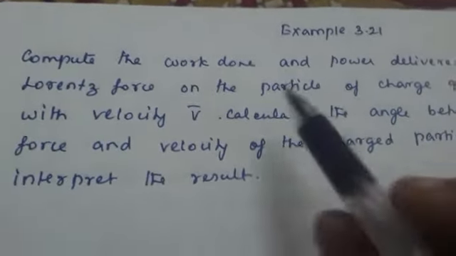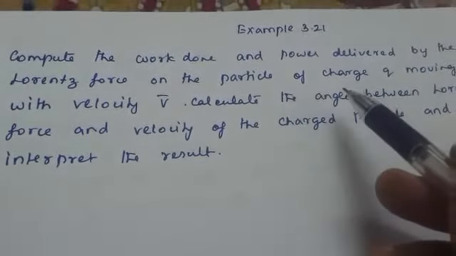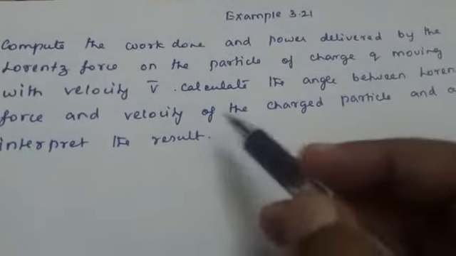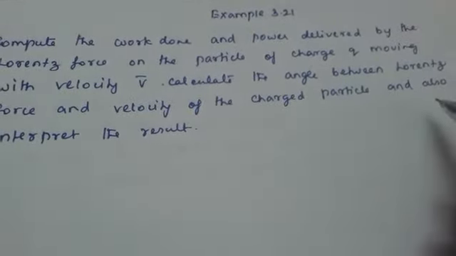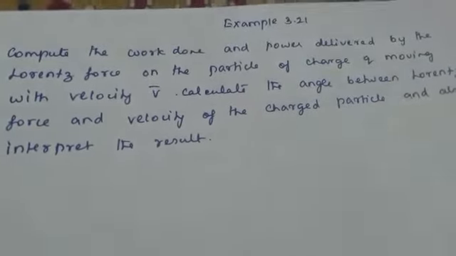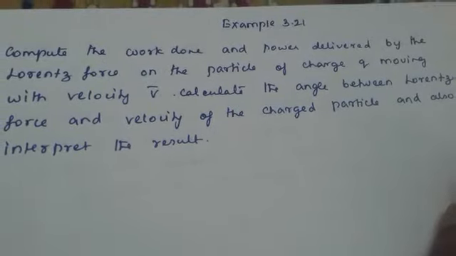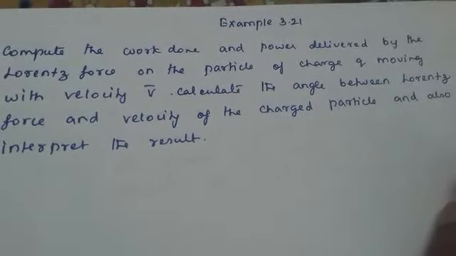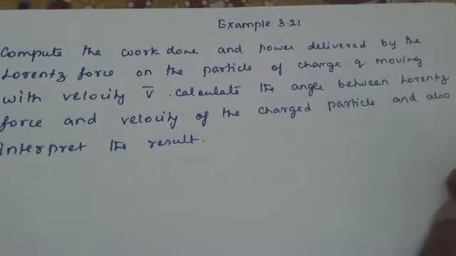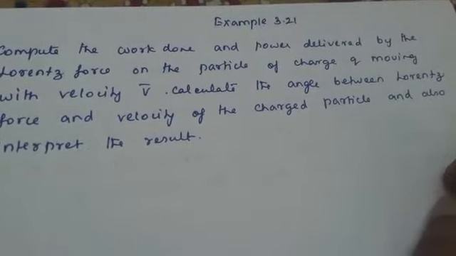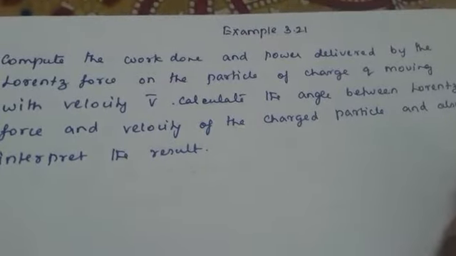Example 3.21. Compute the work done and power delivered by the Lorentz force on a particle of charge q moving with velocity v. Calculate the angle between the Lorentz force and velocity of the charged particle and also interpret the result. Now we have to find out the work done and the power delivered by the Lorentz force for a particle with charge q moving with a velocity v. We have to calculate the angle between F and v, that is the Lorentz force and the velocity, and we have to interpret the result also.